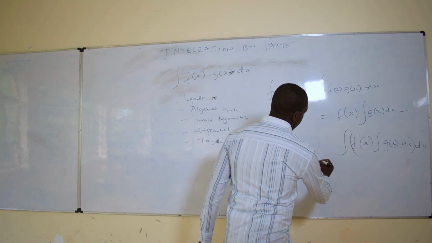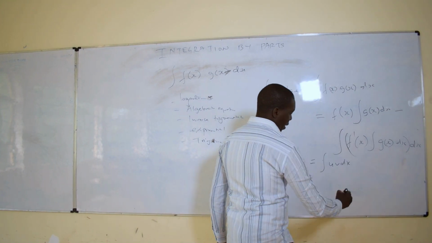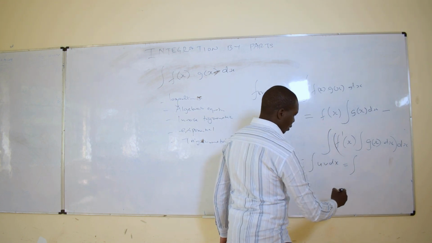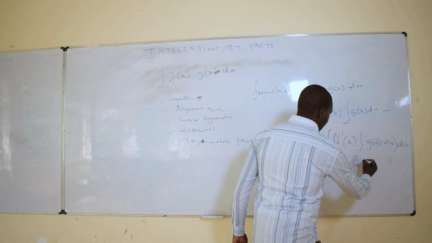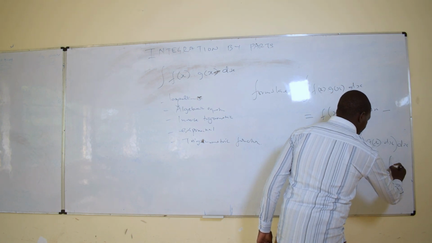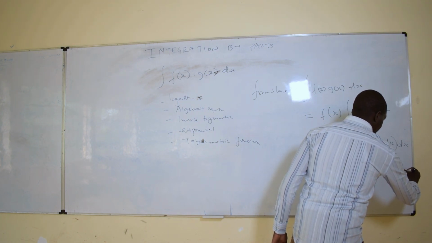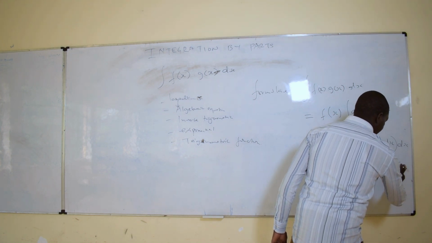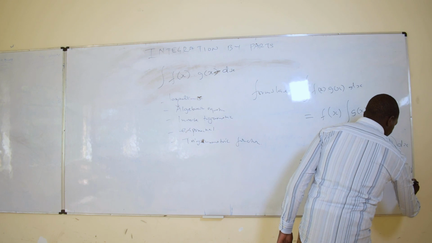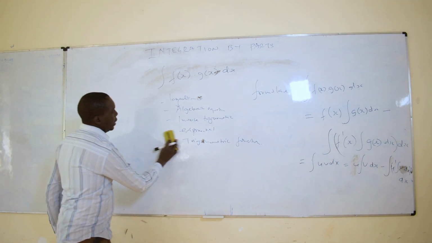And this equation can also be written as the integral of u v dx being equal to u times the integral of v dx minus the integral of the derivative of u times the integral of g of x, that is v, dx. So let's look at an example.